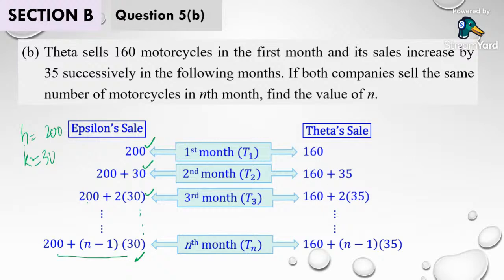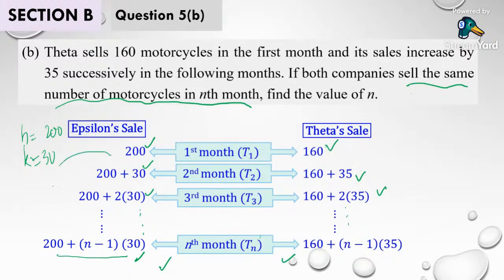We run with this formula here. For the sales of theta, it's very obvious in the question, directly told you the value 160, the next month plus 35, plus another 35, and so on until Tn. So this part here is just for explaining what is going on and how we go on further to tackle the questions. According to these questions, what you were told is that they sell the same number of motorcycles on the n months. In other words, the Tn for epsilon and theta should have the same value.